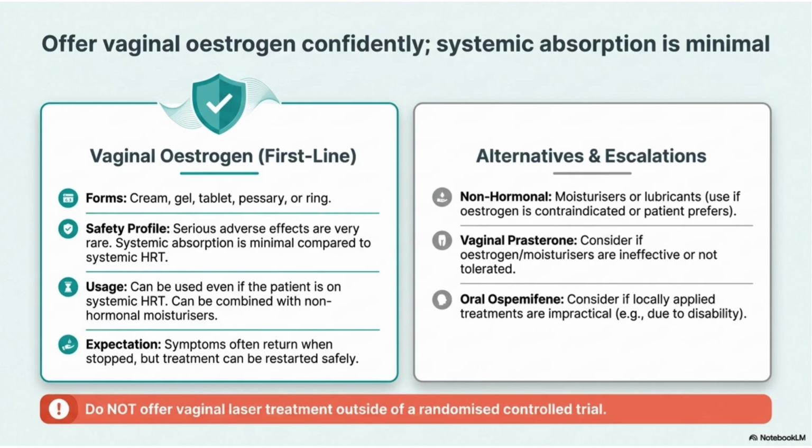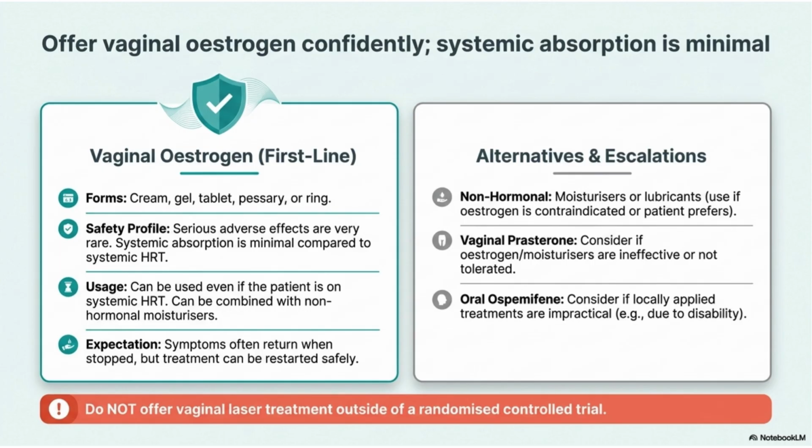Vaginal estrogen is low dose local treatment. Preparations include creams, gels, tablets, pessaries, and vaginal rings. Choose the formulation according to preference, dexterity, convenience, and availability. A ring, for example, may suit someone who finds frequent applications difficult. Only a minimal amount is absorbed into the bloodstream compared with systemic HRT, and serious adverse effects are very rare.